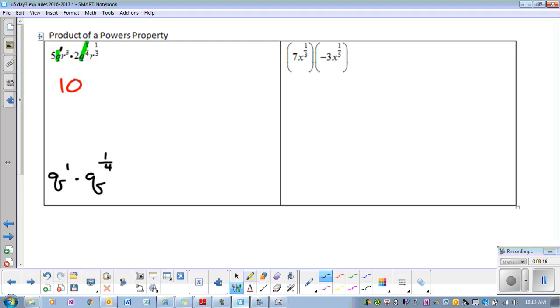What do you do with these two exponents when your bases are multiplying? Good. When your bases are multiplying, you add. So 1 plus 1/4 gives me what? Write this down. Okay, good. So Q to the 5/4 power. Good job.